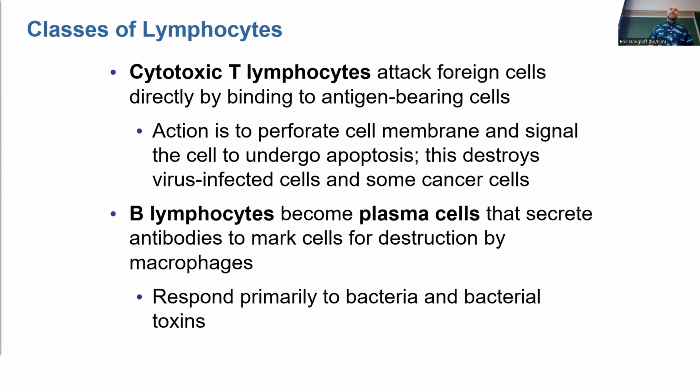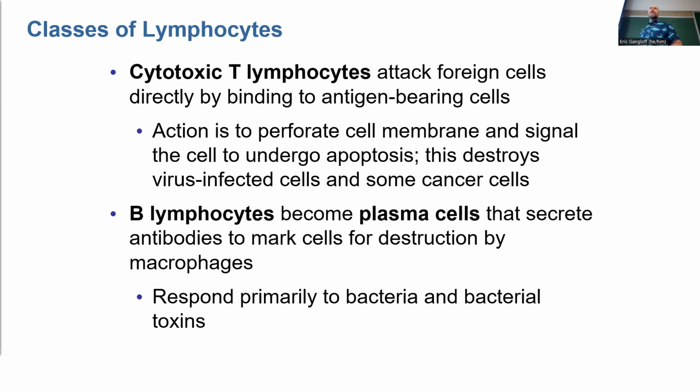B lymphocytes, on the other hand, mature and become something called plasma cells. What these guys do is they don't destroy the cells themselves, but they find cells that need to be destroyed, and they send out antibodies that attach to those cells. These antibodies are basically like markers that tell your macrophages to go and take care of those cells and get rid of them. By take care of them, I mean, in the euphemistic sense, destroy them. Your B lymphocytes are primarily responding to bacterial cells or toxins associated with bacteria.